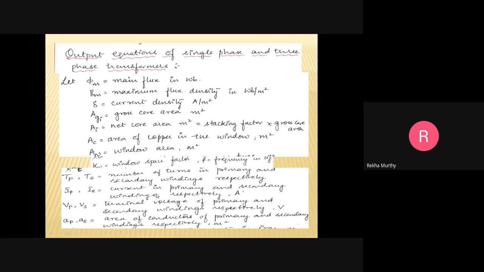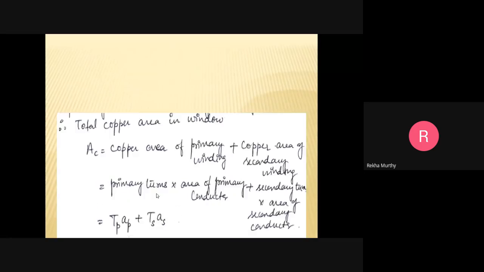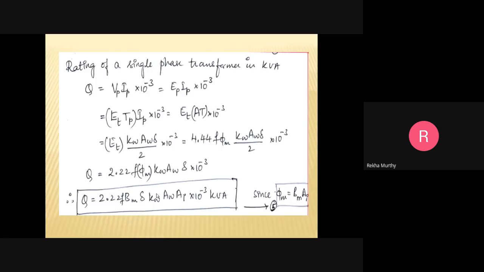So leave a space for the definitions, then you start directly with the derivation. What is actually the derivation? How do you have to start? This is a single phase transformer. Before I go step by step, I want to ask you some analysis. First thing you will do: how to write down the output equation of a single phase transformer. All of you just observe, don't write. The output equation of a single phase transformer will be expressed in kVA.